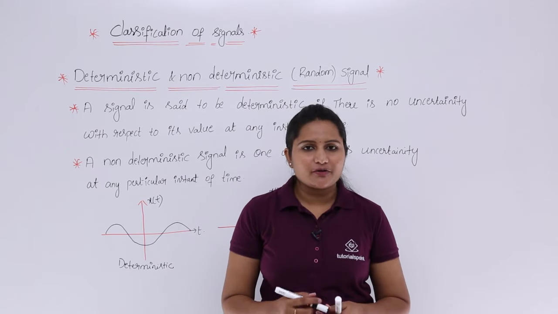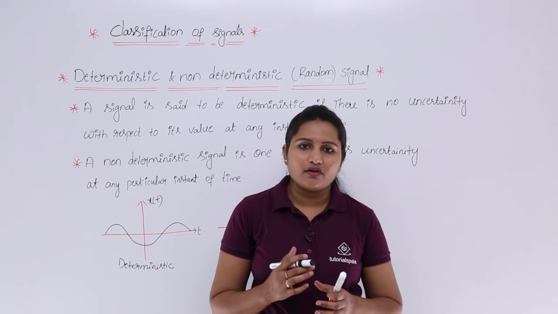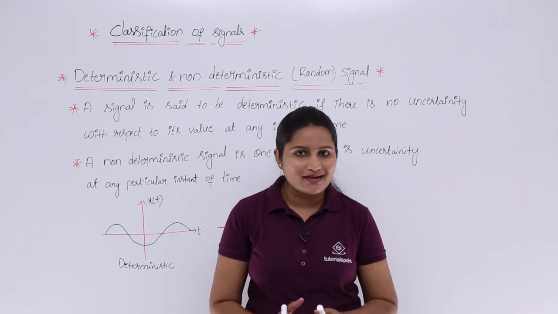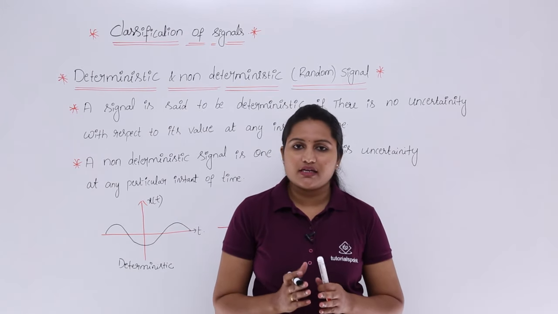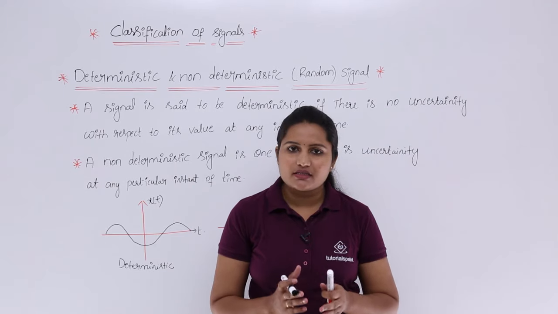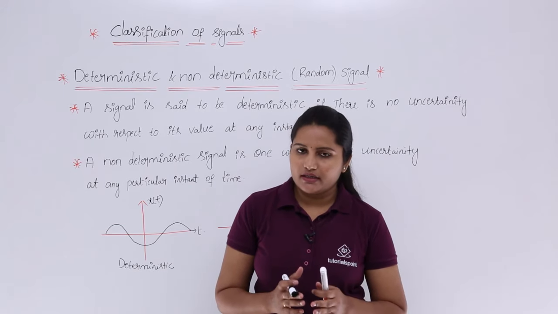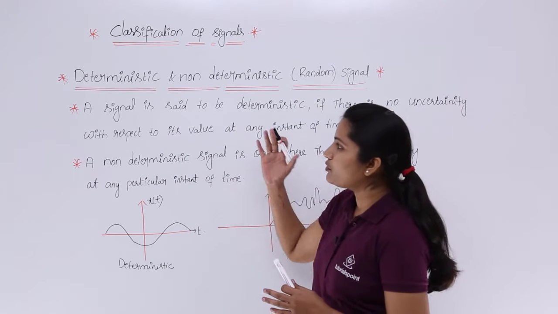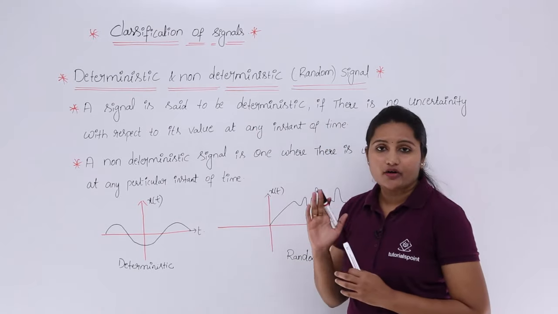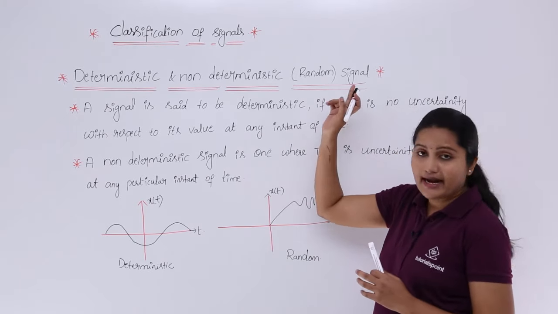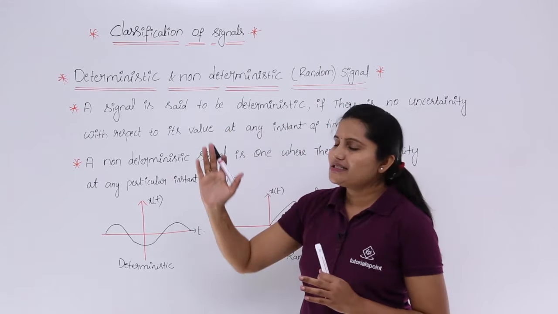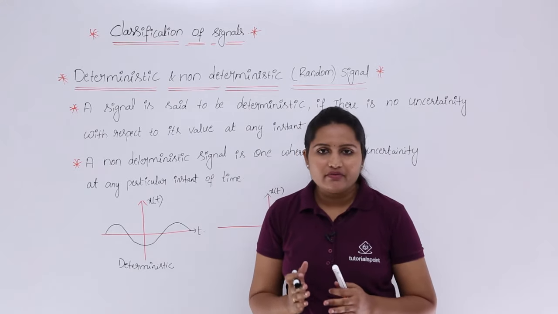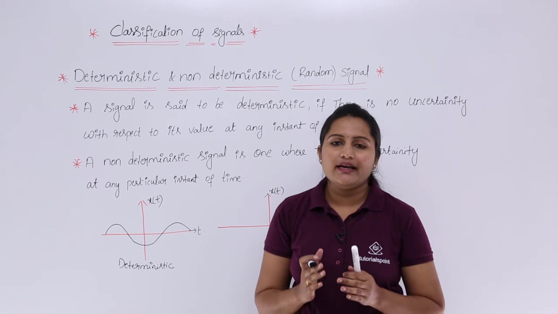In this video, we are going to discuss deterministic and non-deterministic, which is nothing but random signals. Up to now we discussed so many classifications of signals like continuous and discrete signals. Here we are going to discuss one more classification, deterministic and non-deterministic, which is nothing but random. Non-deterministic means random signals.